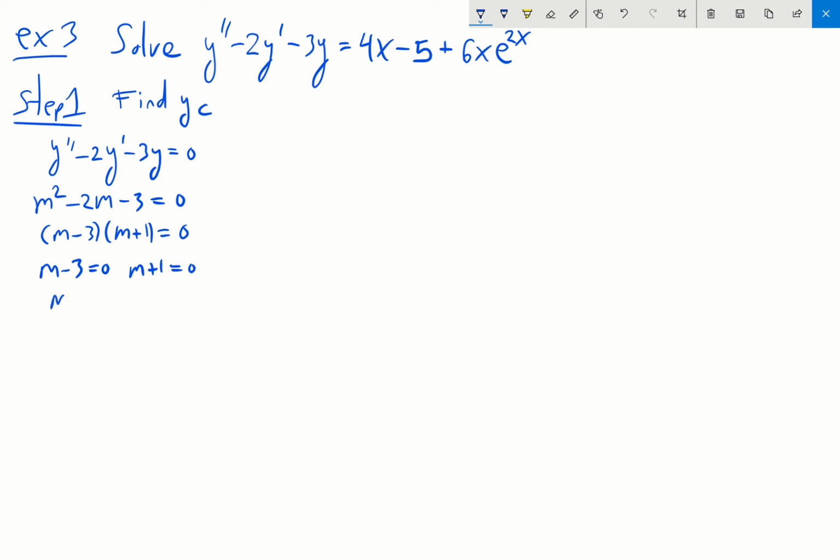And we're in the case where we get two distinct real roots. We have m equals 3 and m equals negative 1. Therefore, the complementary solution is y equals c1 e to the 3x plus c2 e to the negative x. So we've found our complementary solution. Now let's find the particular solution.